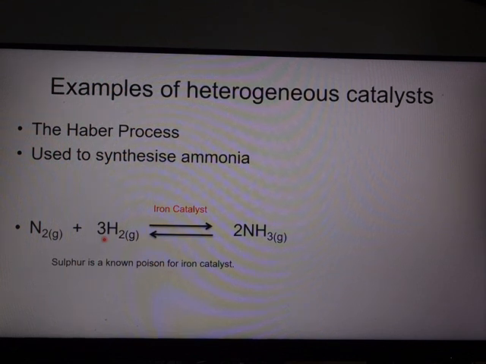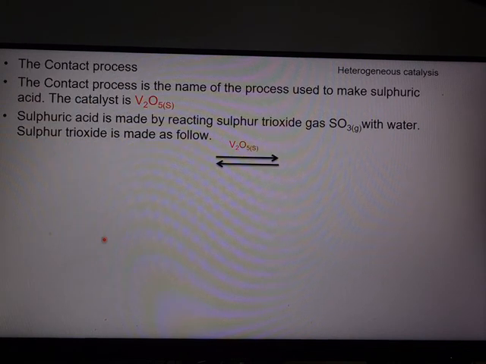The second heterogeneous catalysis that we need to know a little bit about is called the contact process. So the contact process, that's the name of the process that's used to make sulfuric acid. The catalyst is vanadium pentoxide, V2O5. Sulfuric acid is made by reacting sulfur trioxide, SO3, with water.